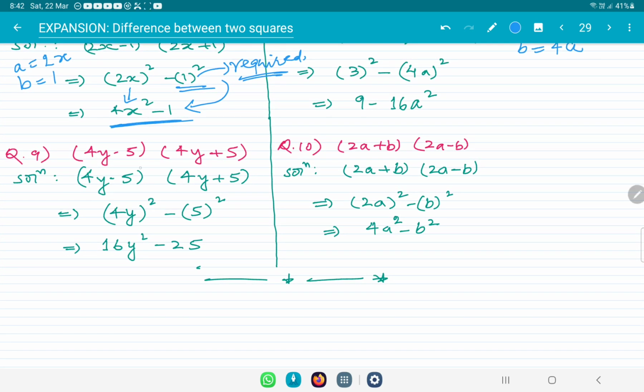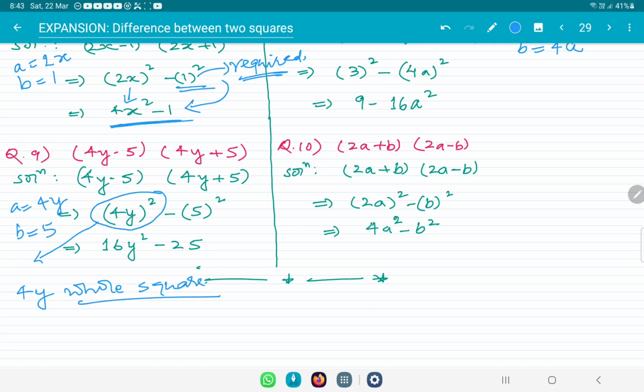Next is 4y minus 5, 4y plus 5. So what is a? A is 4y, and what is b? B is 5. So we will do 4y whole square minus 5 square. Just read it, just say it like this as I am saying, 4y whole square. Say like this. So when you write your next step, every time it will be correct. Okay, so 16y square minus 25.